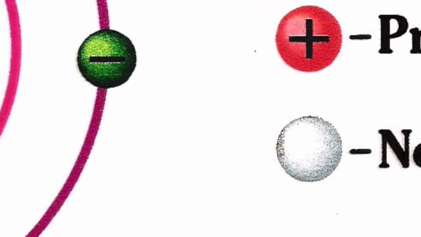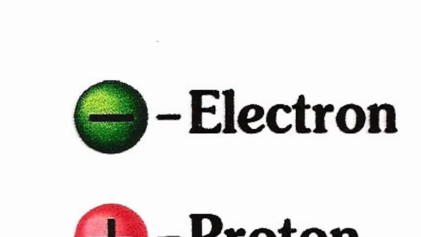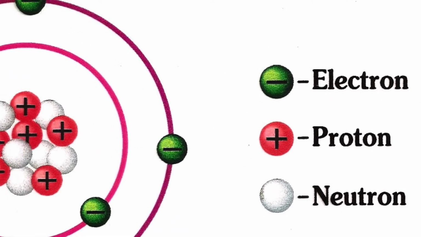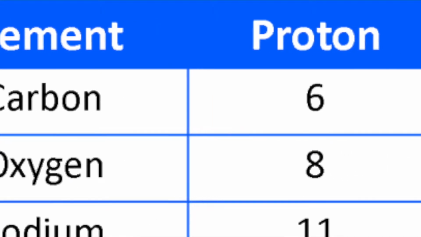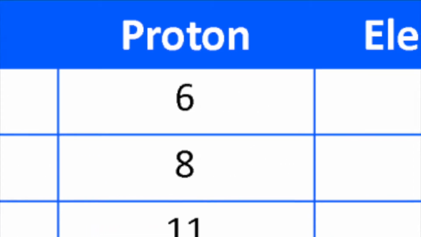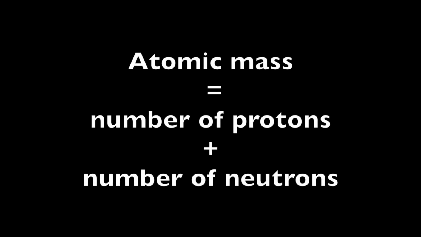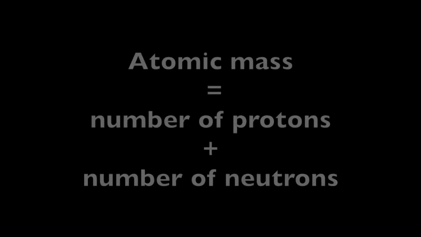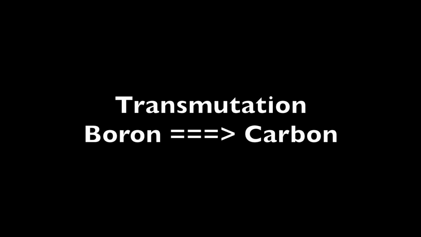Neutrons are neutral particles found in the nucleus of the atom. Electrons are negatively charged particles that orbit the atom. The number of protons in the nucleus is equal to the number of electrons around the nucleus in a neutral atom. Atomic mass, also known as mass number, is the total number of protons and neutrons in an atom. Nucleons are the protons and neutrons in an atom's nucleus.